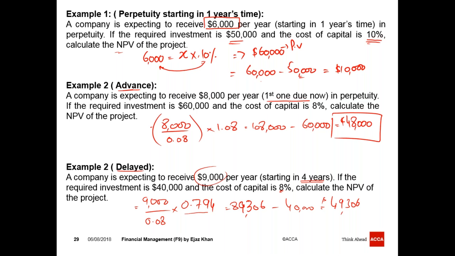So that was perpetuity. So we're done with the perpetuity starting in 1 year's time. That is ordinary perpetuity. We are done with the advanced perpetuity and then the delayed perpetuity.